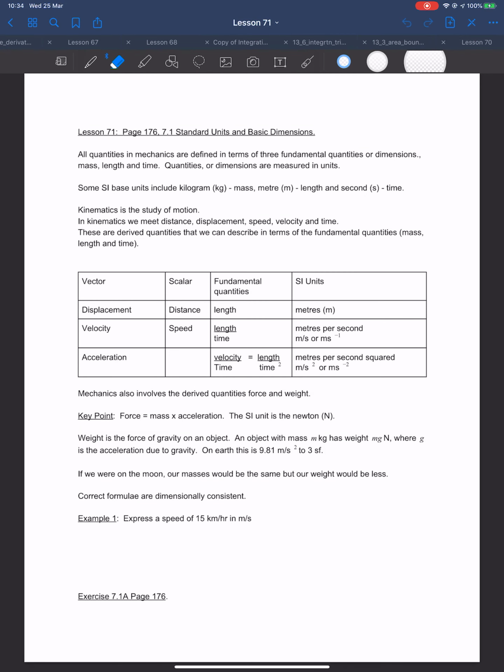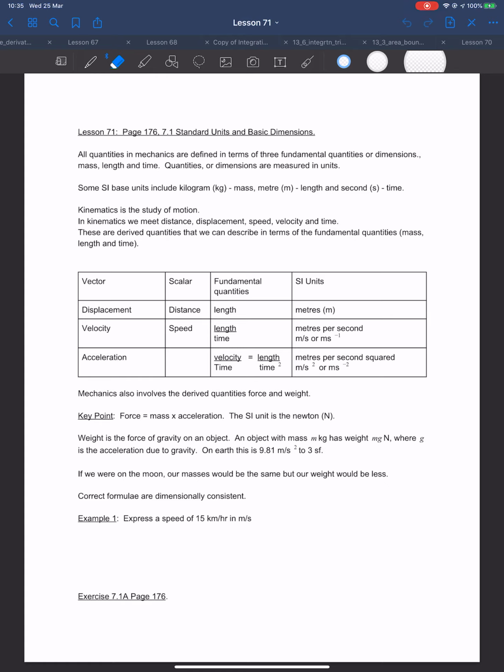Okay, so we're on to lesson 71 now, which is from page 176 of your textbook. It's the third lesson in mechanics, and it's called Standard Units and Basic Dimensions. Okay, so first we start with a discussion of the standard units and basic dimensions.